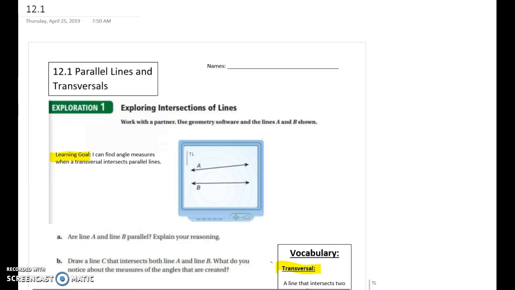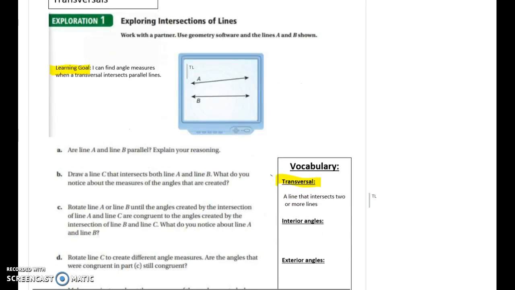So our first question is, what is a transversal? A transversal is a line that intersects two or more lines. So for example, if I draw a line down A and B, since it crosses through both A and B, this is a transversal.